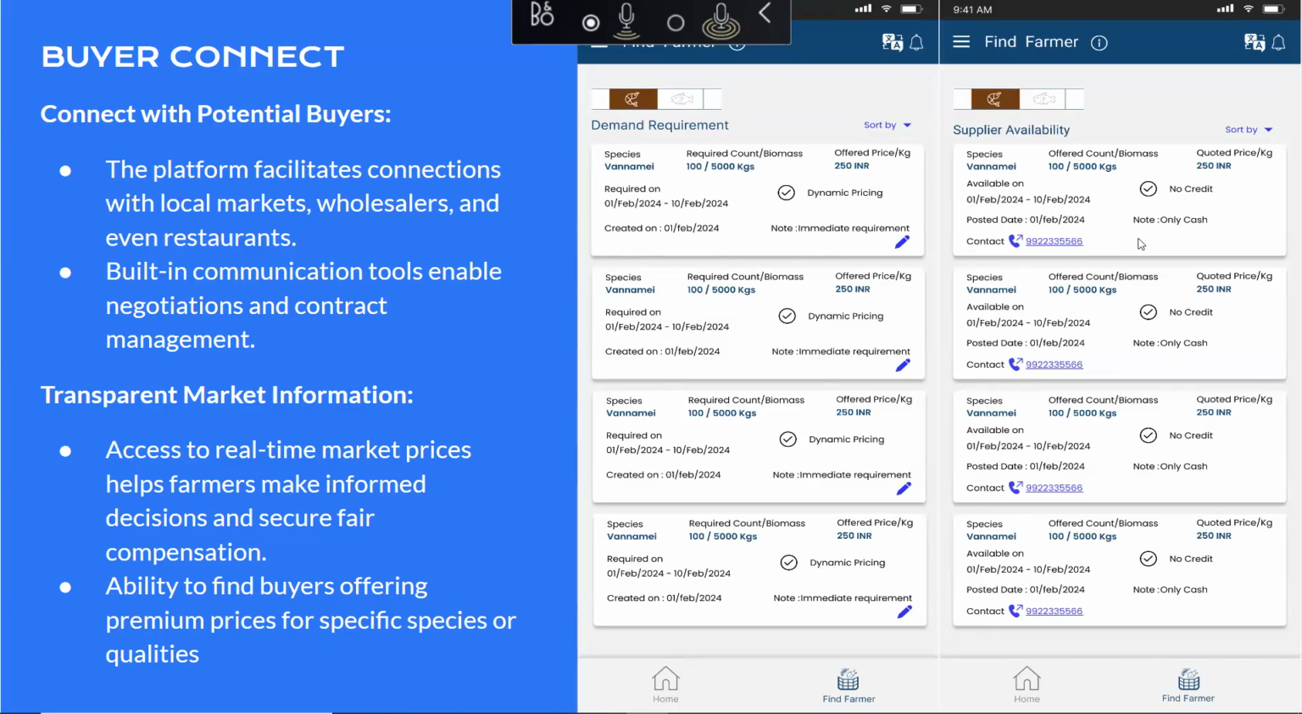And the buyers benefit in a way that they are directly able to contact the farmers. They can directly negotiate with them. There is no middleman in between.